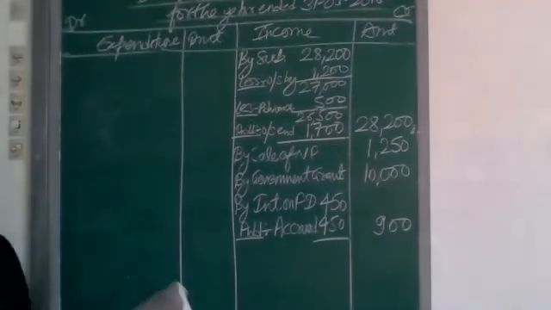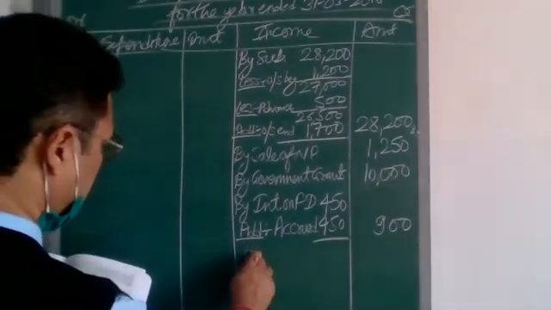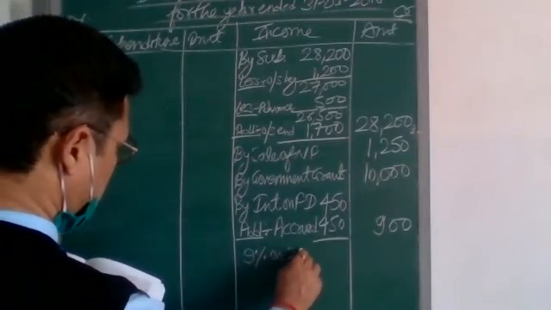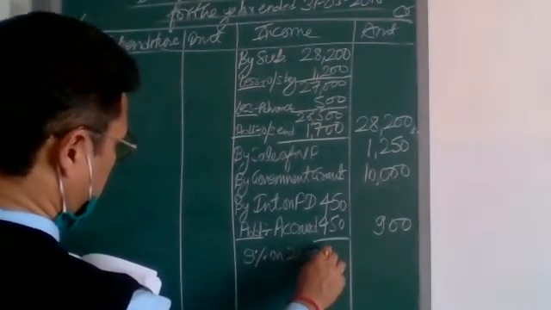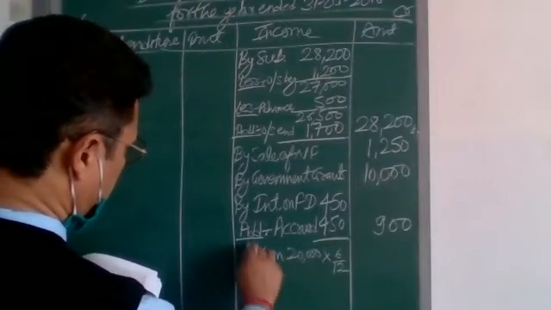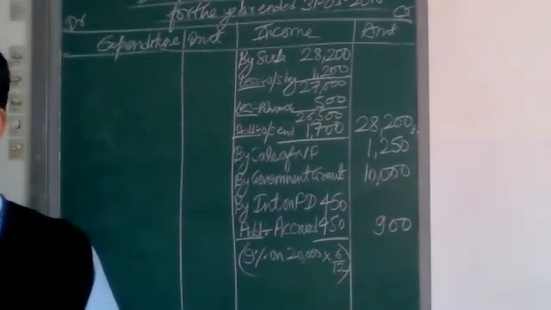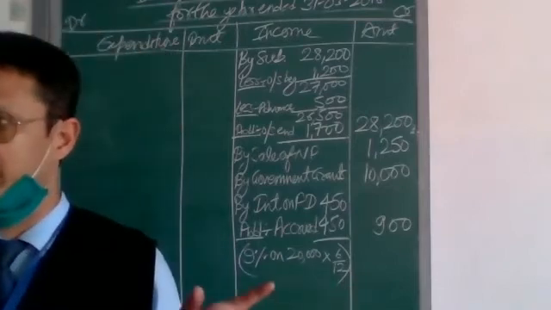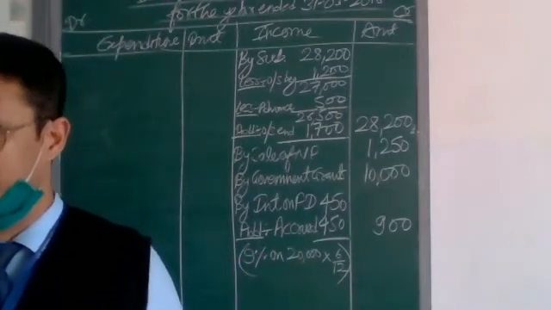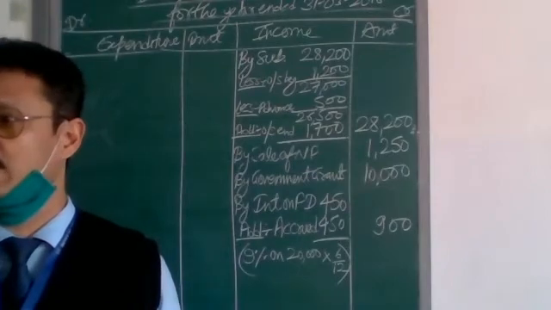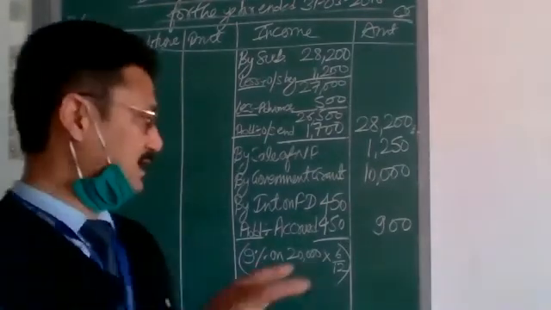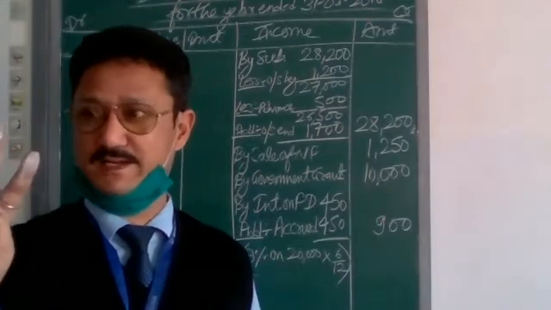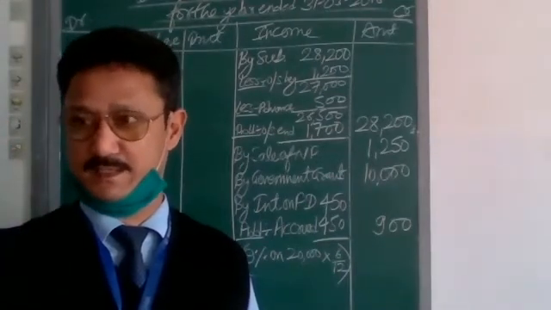This is also an important point. 9% on 20,000, into 6 by 12. This is interest on investment, that is fixed deposit, you will get 9%. 9% on 20,000 is 1,800 for the whole year. Investment was done on... so it means interest will be received for only 6 months, that is 900 rupees.